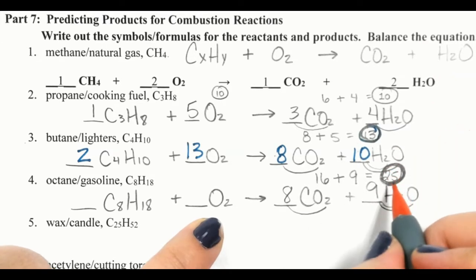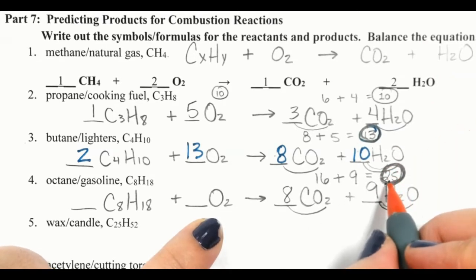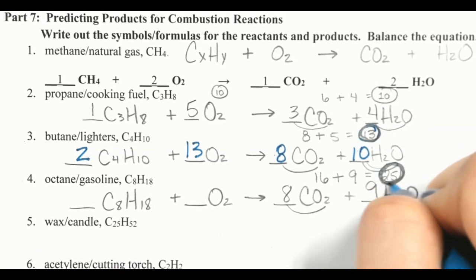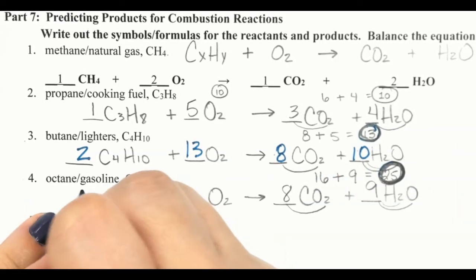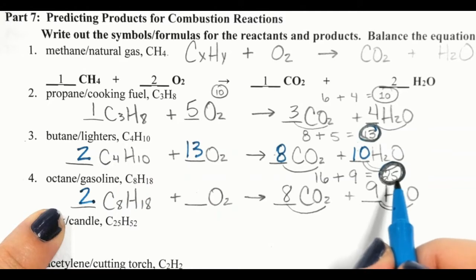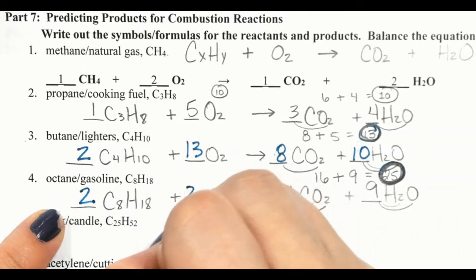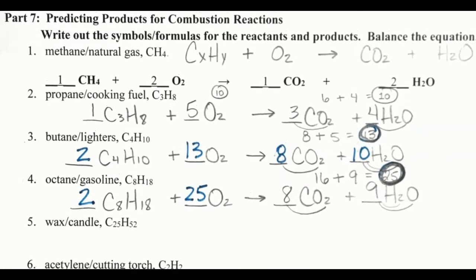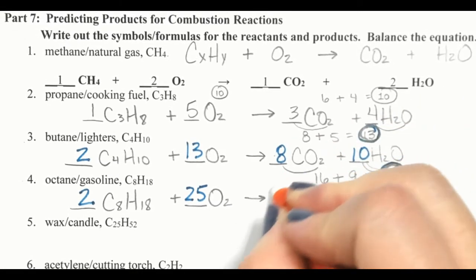That is an odd number of oxygens, 25. So that means we have to do the following 2 things. We need a 2 here, and we're going to put that odd number, 25, in this blank right here. And now I just have to fix my carbon dioxide and my water.